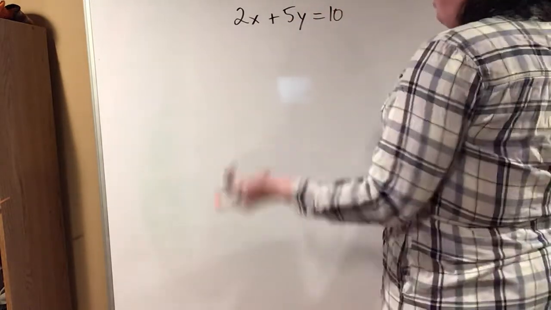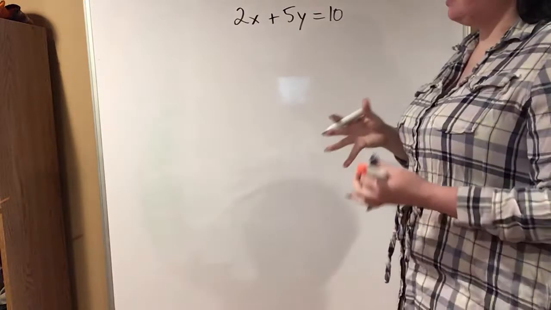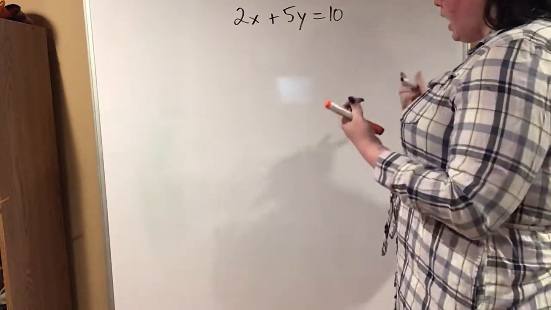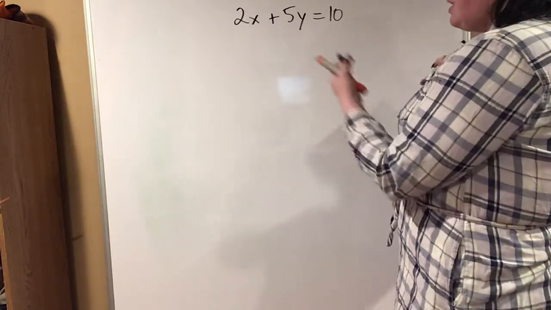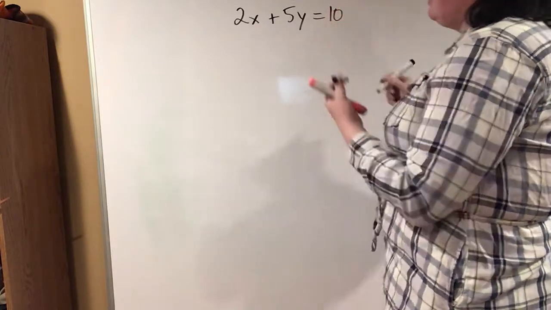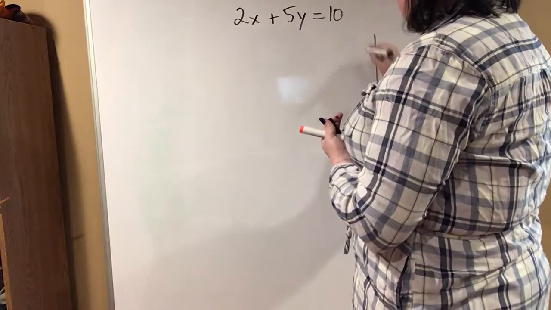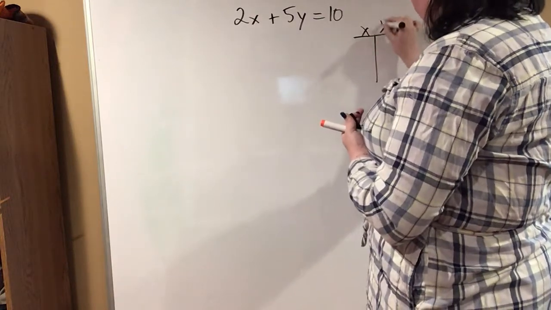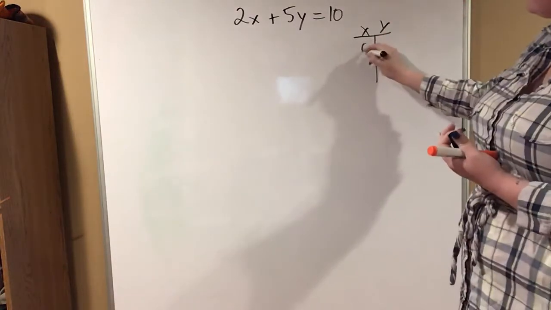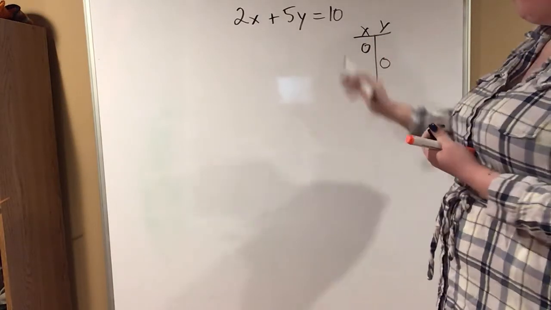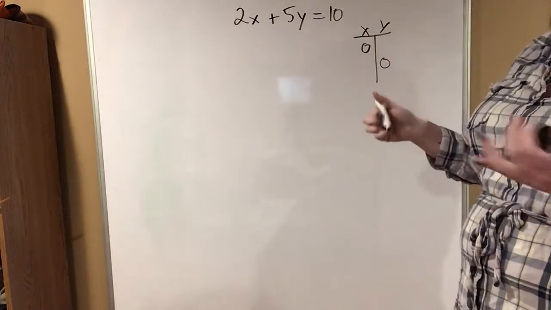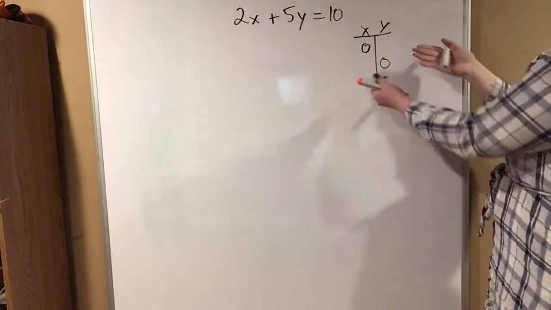Okay? Well, I want to just solve for the intercepts. Solving for the intercepts means I'm going to take 0 and plug it in for x, and then I'm going to take 0 and plug it in for y. So here's my x and here's my y. When x is at 0, I want to know what y is. When y is at 0, I want to know what x is. And that will make my 2 points that I can graph off of.